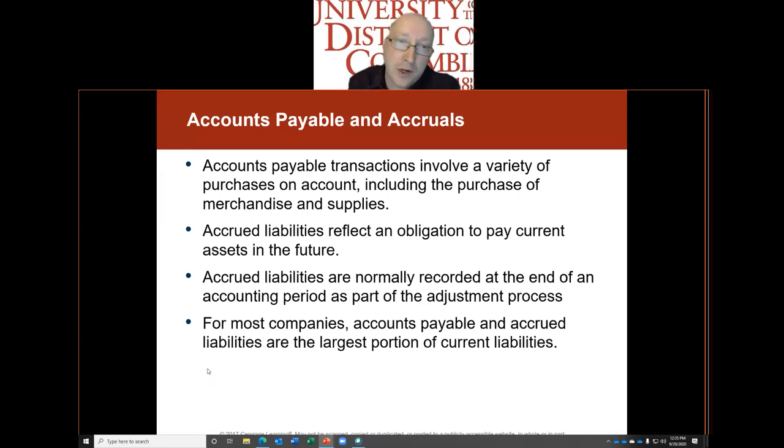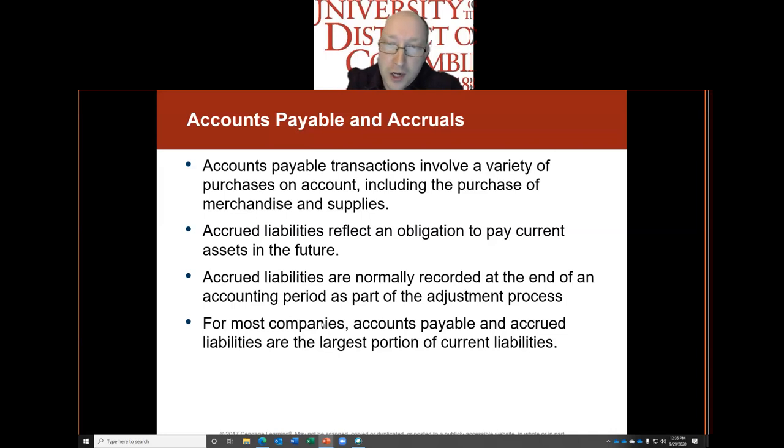Accounts payable, as you know, is the result of a transaction that has taken place for the sale of a good or service, and you have not yet paid for it, therefore you create an accounts payable. You have received a good or service but have not yet paid, so it's accounts payable.